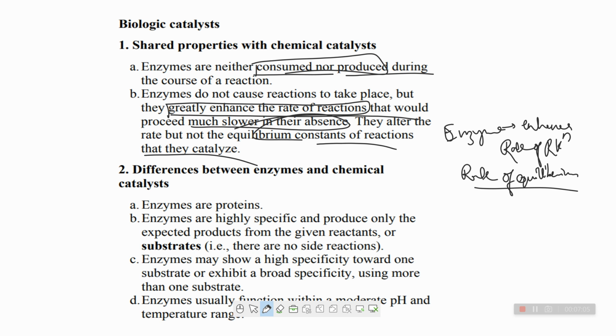What is the difference between the enzyme and chemical catalyst? Enzymes are protein. Enzymes are highly specific and produce only the expected product from the given reactant or substrate. There are no side reactions with the enzyme. Right? Enzyme may show a high specificity towards one substrate or exhibit a broad specificity using more than one substrate.